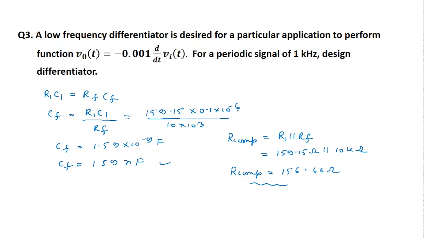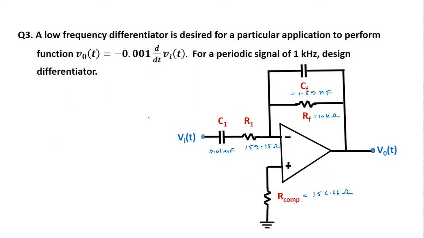The final step is to design the practical differentiator using all these values of R1, C1, Rf, Cf and the compensation resistance. So this is the practical differentiator circuit using all the values we have calculated just now.